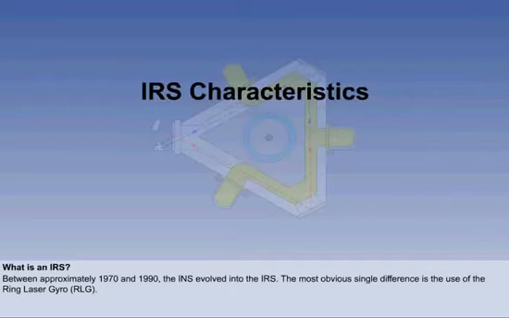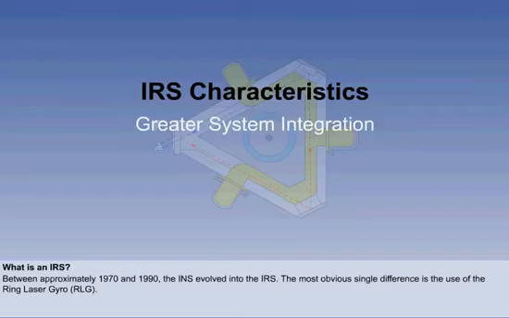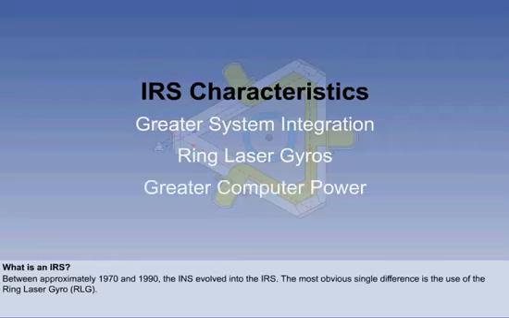There are 3 main characteristics which define what we now call an IRS, which make it recognisably different from a first-generation standalone INS. These are greater system integration, use of ring laser gyros, and much greater computer power. We'll look at each one of these in turn to see what has changed over the last 20 to 30 years.